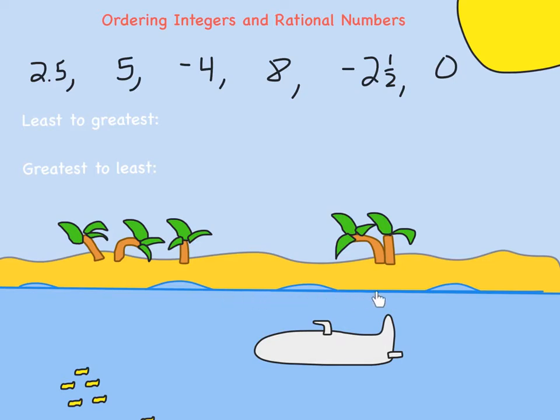This line right here. This line where the water meets the shore. We think of this as 0. This is sea level, right? And sea level would represent 0. And everything below 0 or below sea level would represent negative integers. And everything above 0 or above that sea level line would be positive integers.